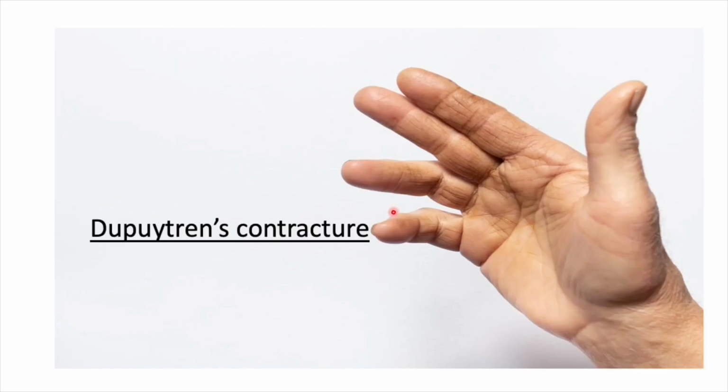Then another important finding that you can see is Dupuytren's contracture. This has very different causes, but in a patient with cirrhosis, this suggests alcoholic liver disease. It is due to contracture of the palmar aponeurosis. It usually starts in the little and ring finger. And you can see here there are two fingers with a fixed deformity because of the contracture of the palmar aponeurosis.